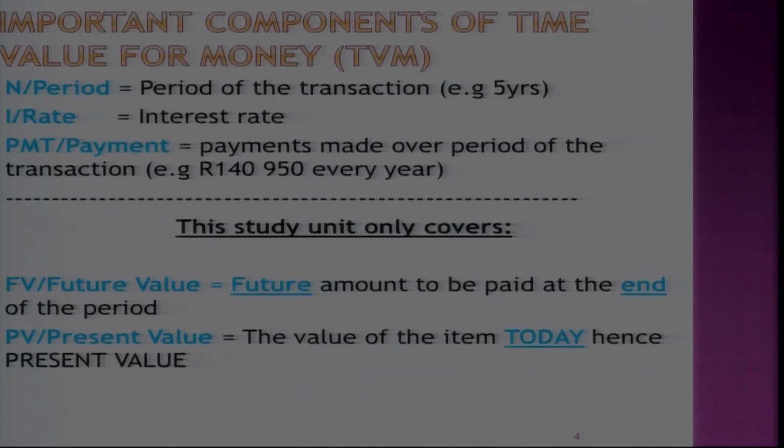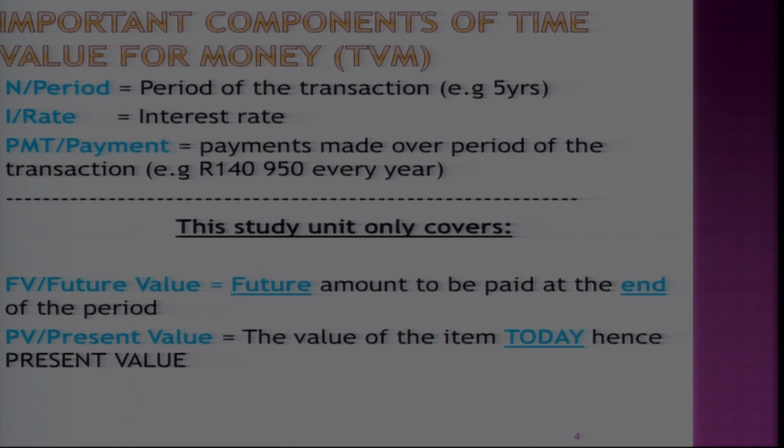Now, the important components of time value of money. N is the period of the transaction. So if you're going to invest something over 5 years, the N is actually the period you're going to invest it over, which is the 5 years. I is the rate, that's the interest rate. So if you're going to invest and the bank tells you that they're going to pay you 10% per annum, that is I. So you will get 10% on the money that you have invested.